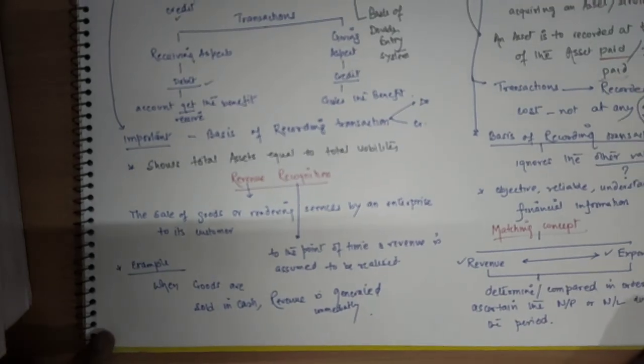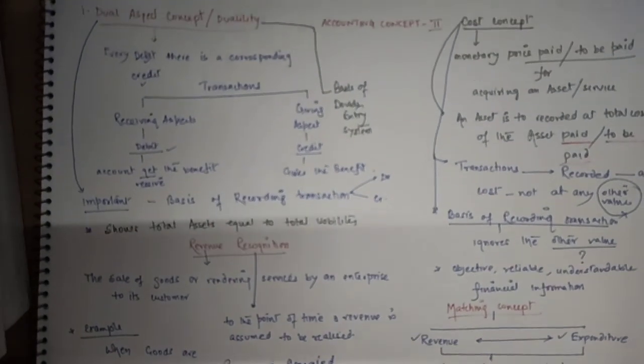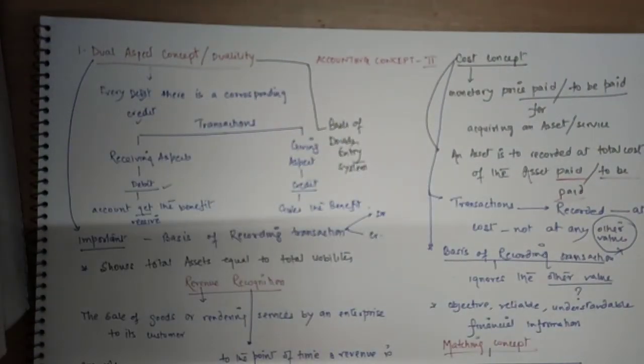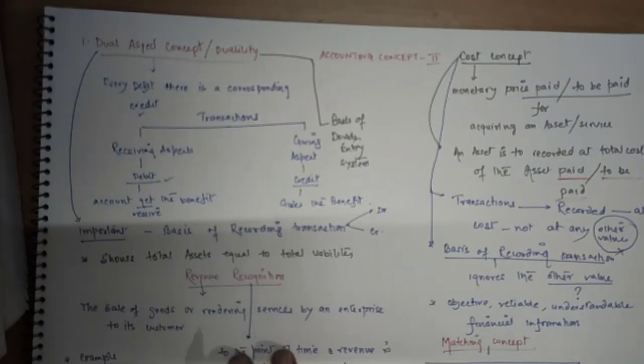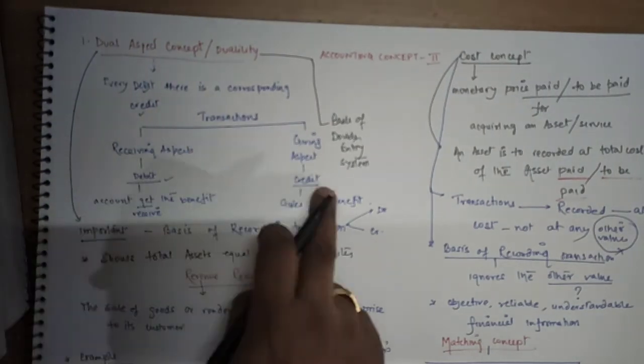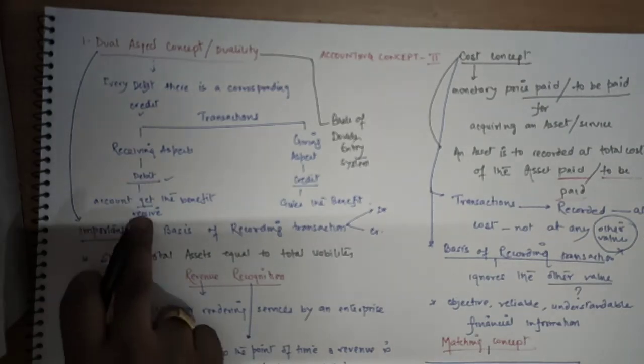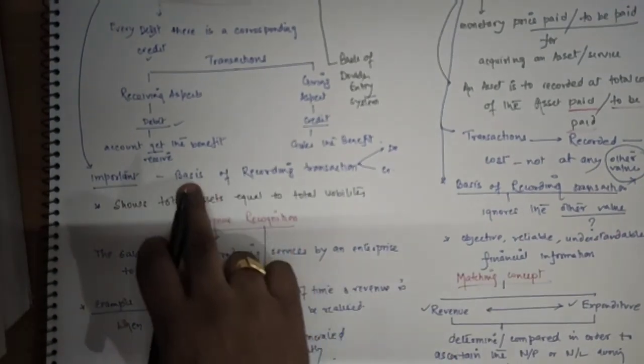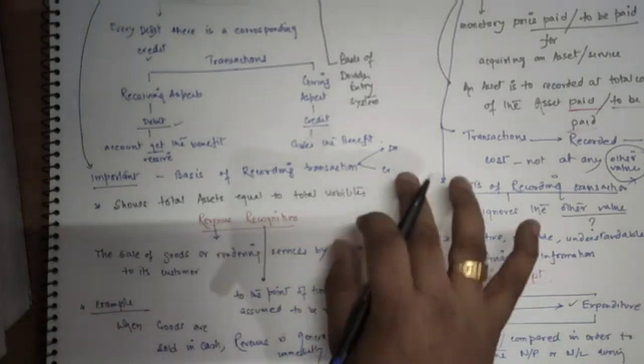Is it clear? So what we discussed today is accounting concepts. First of all, we discussed the dual aspect concept, where transactions are recorded from two points of view: one is debit, another is credit. Debit is who gets or receives the benefit; credit is who gives the benefit. And the basis of recording a transaction is always debit and credit.